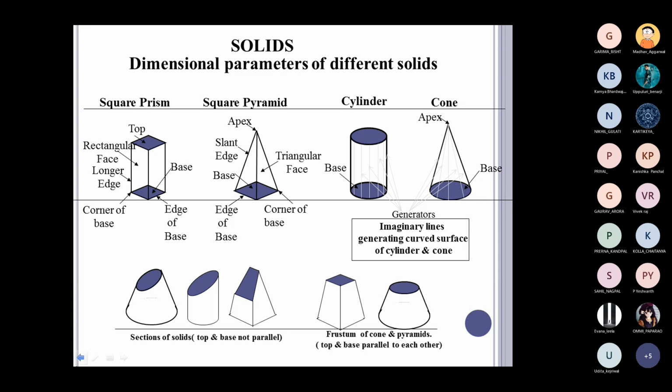The left hand side images show that we are cutting an object with an inclined plane. Whenever we cut any solid object parallel to the base, it is called a frustum of cone or frustum of solids. Whenever we cut any solid at an inclined plane, that is called a section of solids. Whenever we cut any solid parallel to its bottom, it is called a frustum of cone or frustum of pyramid, or whatever the shape of that component, named as the frustum of that solid.